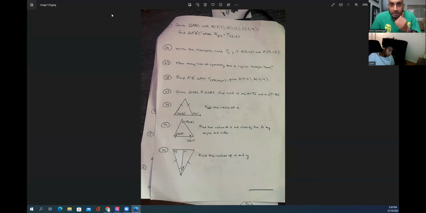Given triangle ABC, find A prime, B prime, C prime after... What does that mean? Reflection over y = x, times T, after. I've never seen that before. After, what does that mean? Translation? Yeah, translation and reflection. Oh, okay, I got you. Reflection over y = x.